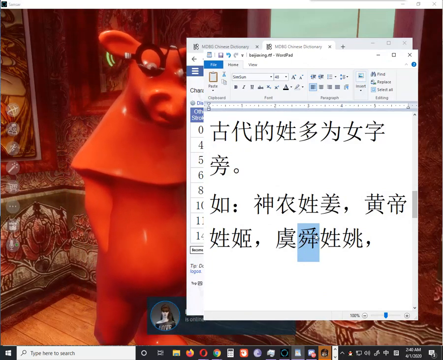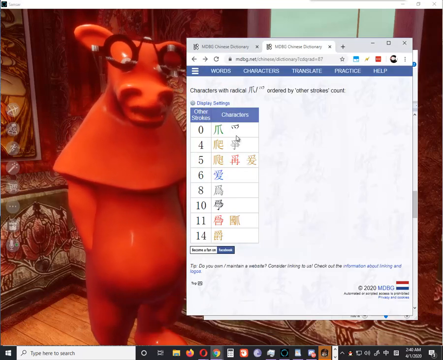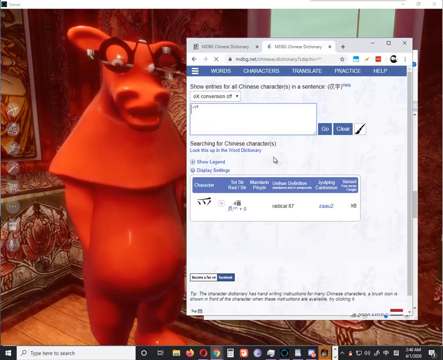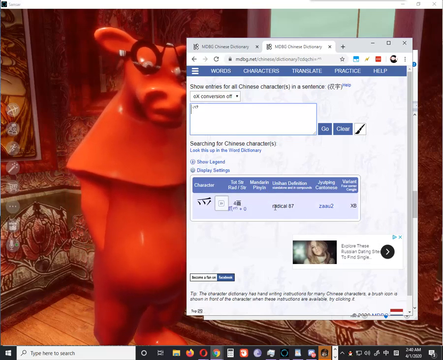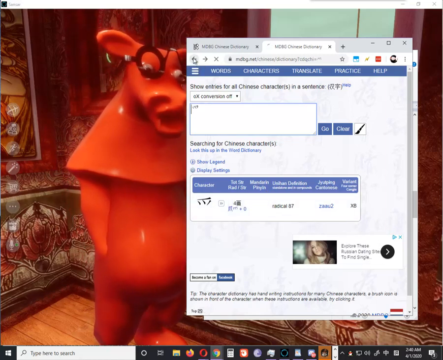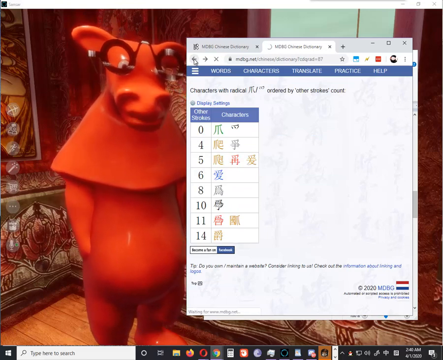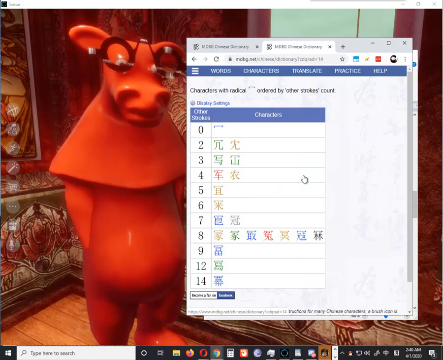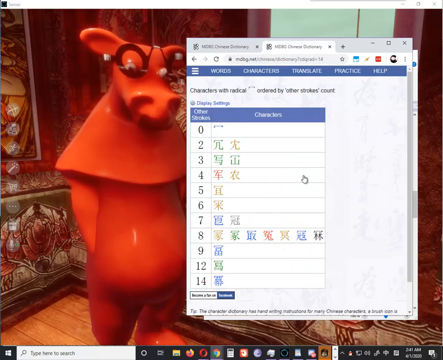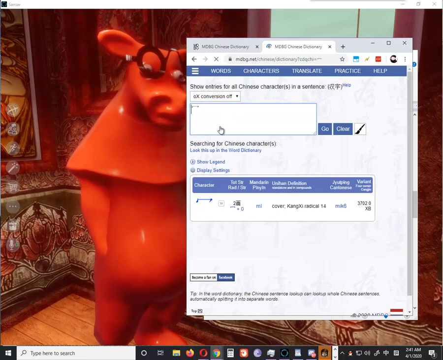Okay, this guy right here, I recognize that. Maybe I could look up by that one. Now this one I don't want to forget. It's radical 87. Okay, and I'm going to go back to my radicals, right? And there's a 2-stroke one, this one right here. So I bring that up. And I just want to remember it.